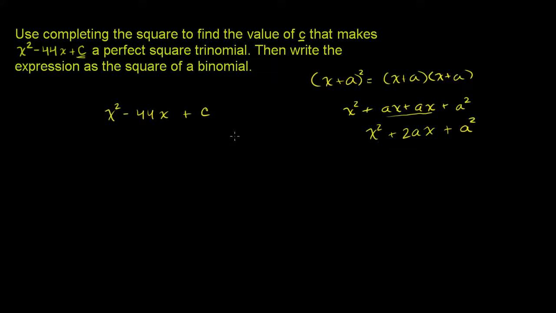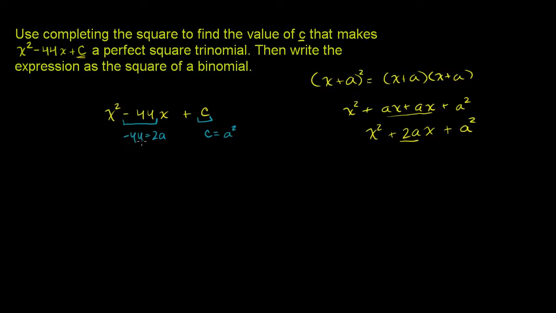So if we can get this into this pattern, where whatever value is here, if I take half of it, right, this is going to be 2a here, and I square it over here, then this will be a perfect square. So if we look over here, this thing right here is 2a. If we want to pattern match, if we want to make this look like a perfect square, that has to be 2a. So negative 44 is equal to 2a. And this c, if we pattern match, has to be equal to a squared.